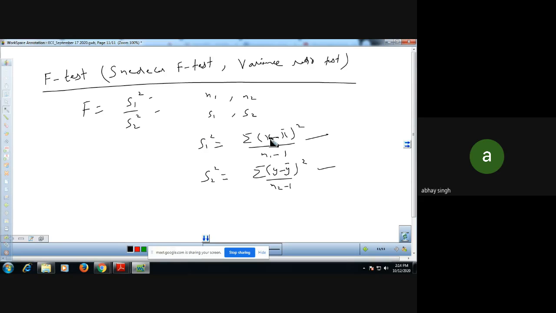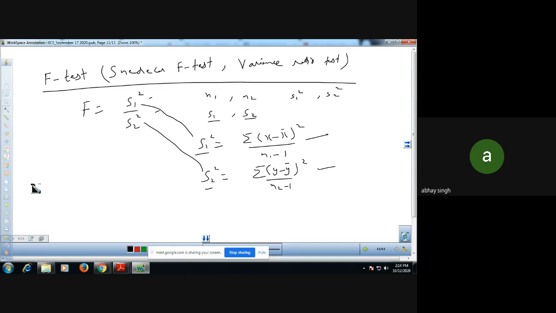One more thing, this is the population variance: this is S1 square and this is S2 square. This is the population variance, but this is a sample standard deviation. And sample variance is denoted by small s1 square and small s2 square.